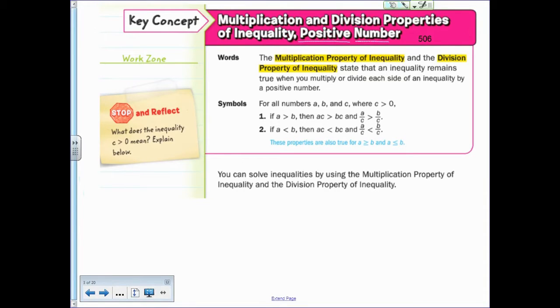Positive number. I wonder why it says positive number. The multiplication property of inequality and the division property of inequality state that an inequality remains true when you multiply or divide each side of an inequality by a positive number. So as long as you're multiplying and dividing by a positive number on both sides of an inequality, the inequality remains true. So you can solve inequalities by using the multiplication property of inequality and the division property of inequality.